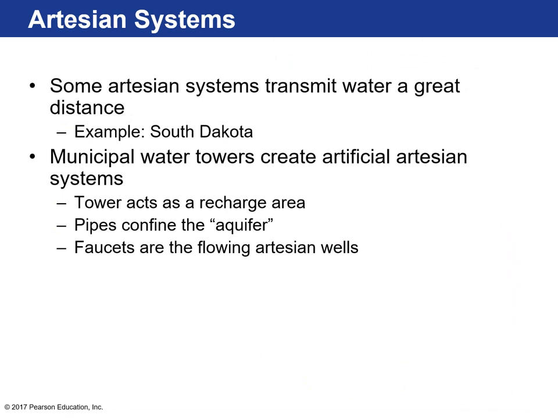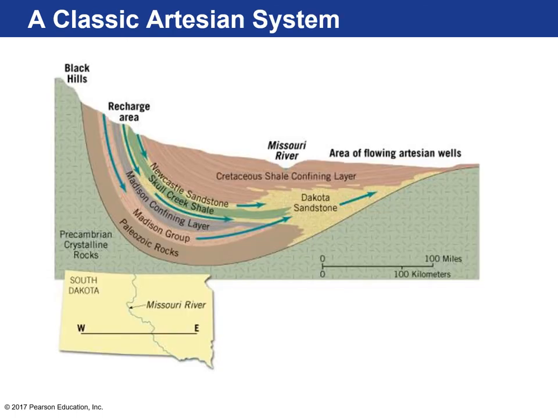We do this on purpose. Okay, we build municipal water towers to create artesian systems. So the tower acts as kind of like the recharge area, and the pipes are the quote-unquote aquifer. And then the faucets: when you open up your faucet, water comes shooting out, and that's because the water is pressurized. And we do this on purpose, okay?